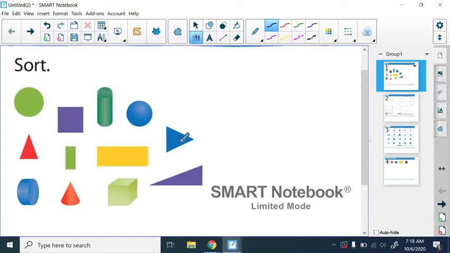Thumbs up if you talked about sorting by the type of shape. So maybe you would put all the triangles into a group together, and maybe you would put all of the rectangles into a group together, or the squares. Lots of different ways that we can sort the shapes on this page, boys and girls.